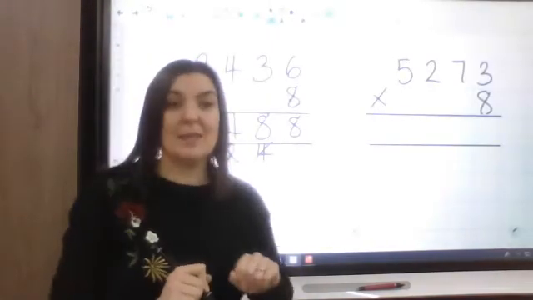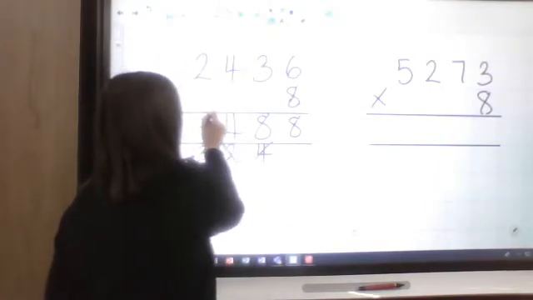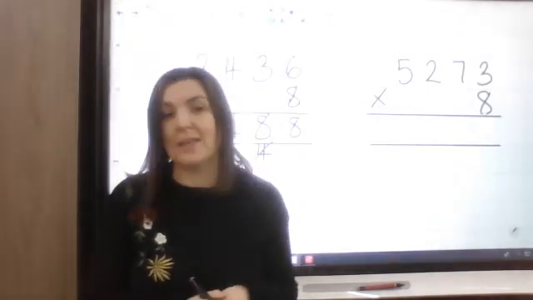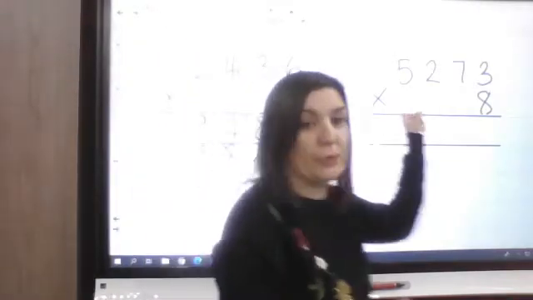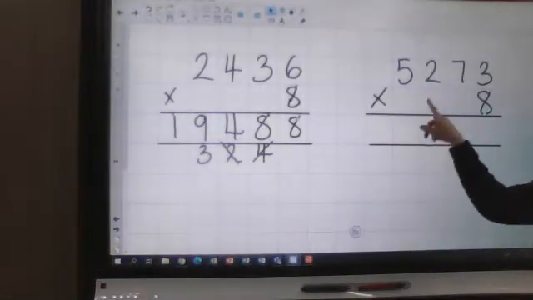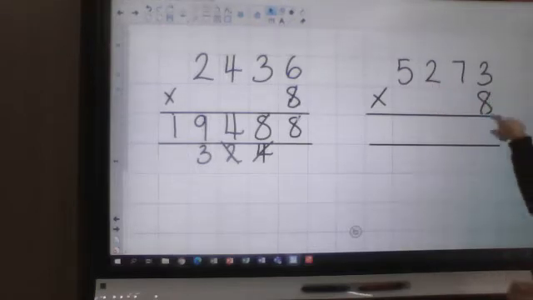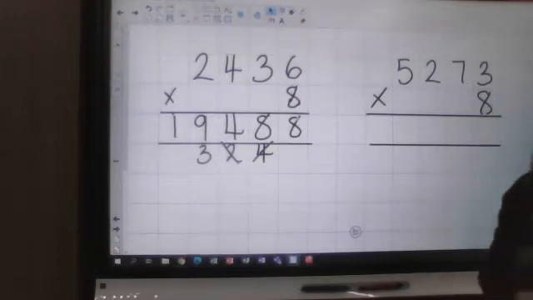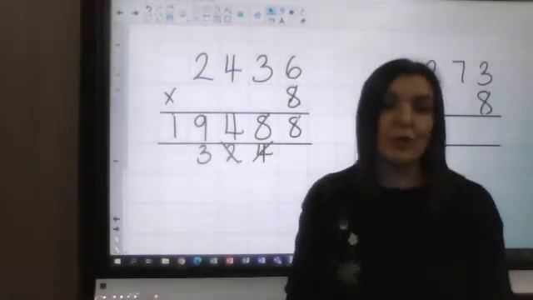Then 2 times 8 is 16. Add the 3 is 19. So you should have 19,488. Okay? So I've got another example for you here that I want you to pause the video and have a go at. So it's 5,273 multiplied by 8. So I want you to pause the video now and have a go at that one. And then we will go through that one again together to see how you have done.